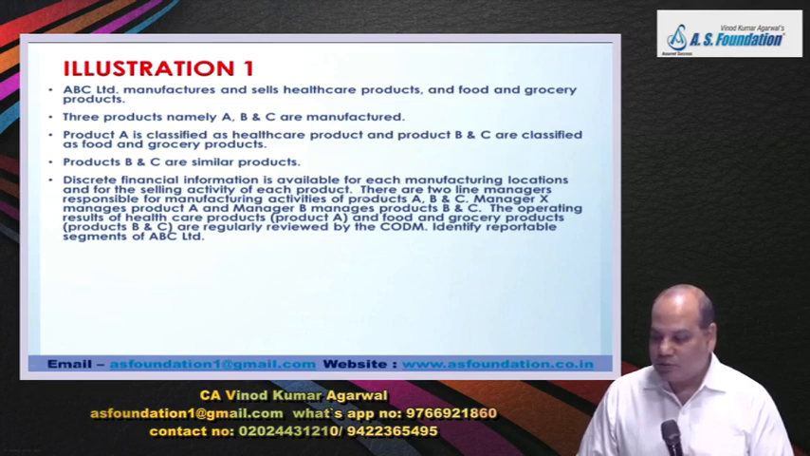There are 2 line managers responsible for manufacturing activities of product A, B and C. Manager X manages product A. Manager B manages product B and C. The operating results of healthcare products, that is product A, and food and grocery products, that is product B and C, are regularly reviewed by the CODM. Identify the reportable segments of ABC Limited.